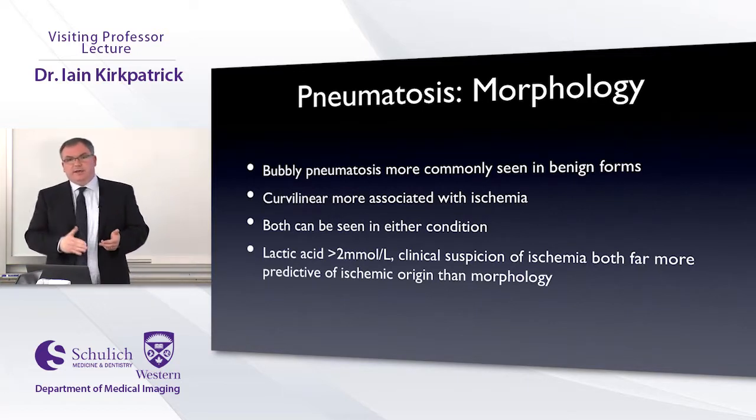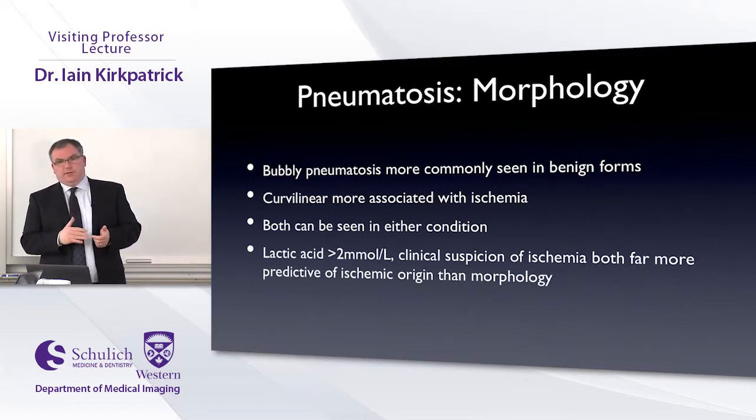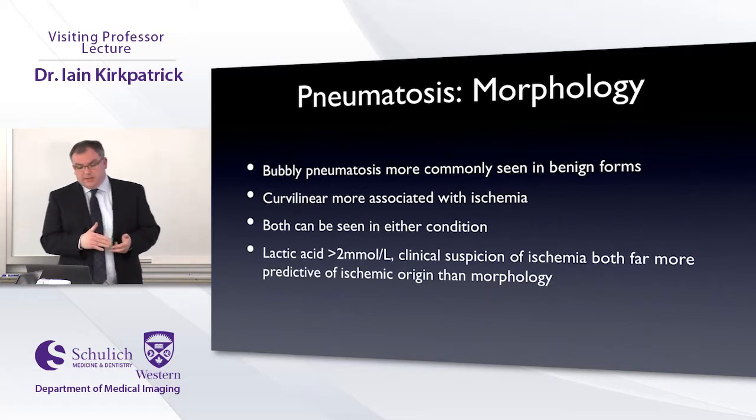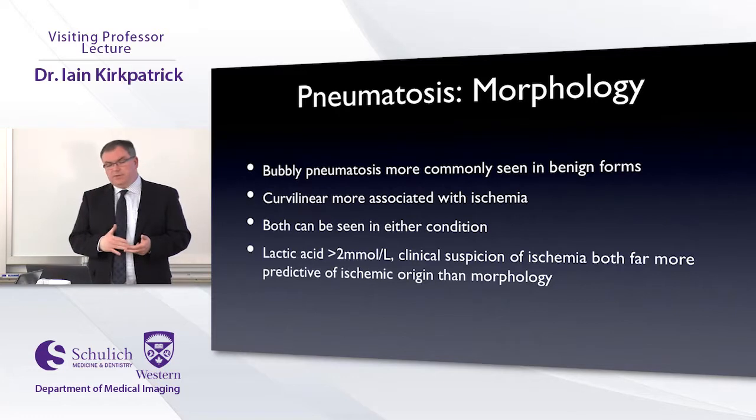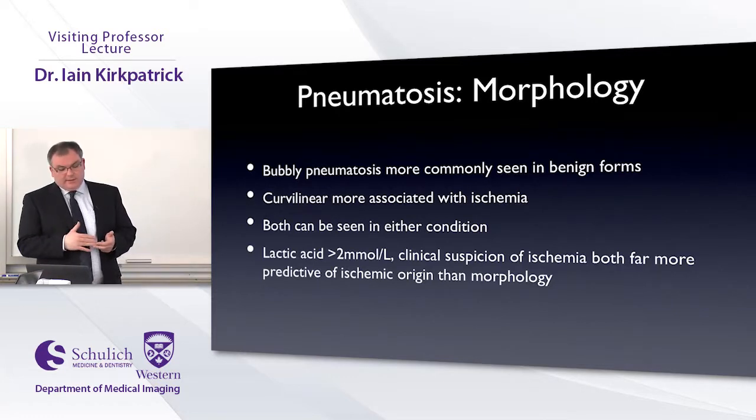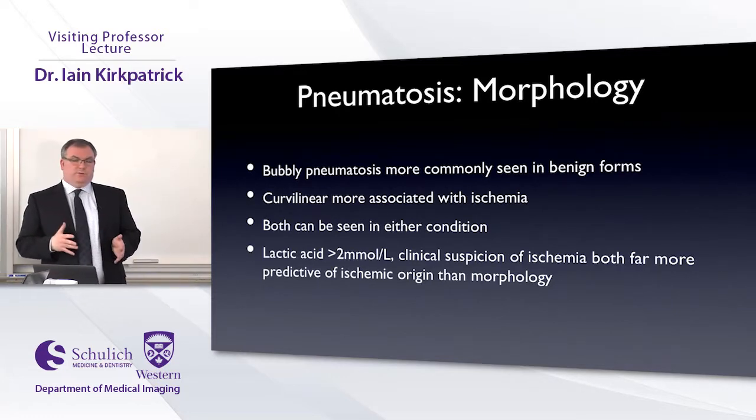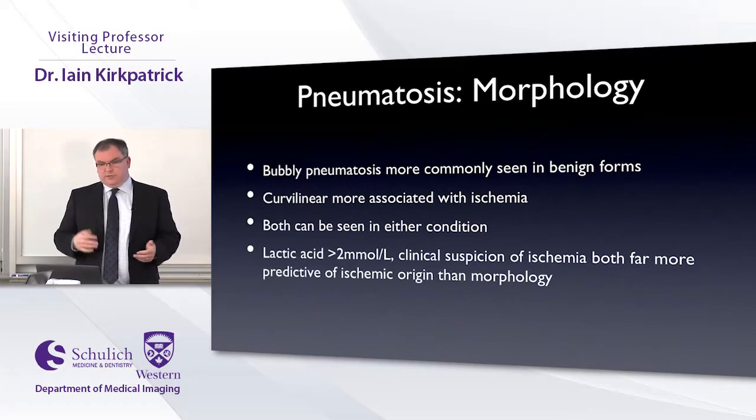What's important is, does a patient with pneumatosis, do they have symptoms or clinical suspicion of acute mesenteric ischemia, and is their lactate elevated? There is, in fact, a good paper out there saying that a lactic acid of over 2 millimoles per liter is very suggestive of ischemia if you see pneumatosis.